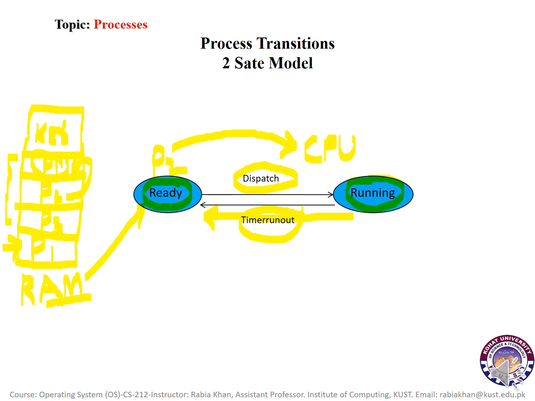So this is a two-state model, a very common model. The ready state has been changed to the running state. Why? Because a process has been dispatched to the CPU, and when the CPU time limit has been reached, the process from the running state is sent back to the ready state. I hope this two-state model is clear to you.